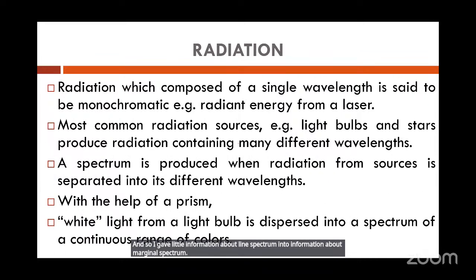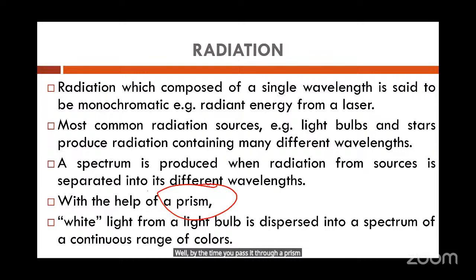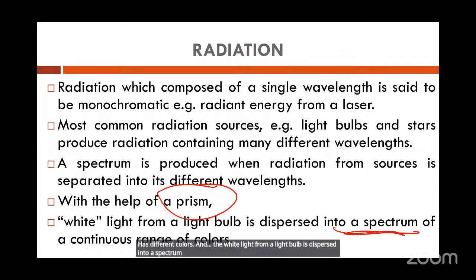When you see white light, you think it's just one color. But by the time you pass it through a prism, you see that the white color that you think is just one has different colors. And the white light from a light bulb is dispersed into a spectrum of a continuous range of colors. So which means it's not just one color as you always see it.